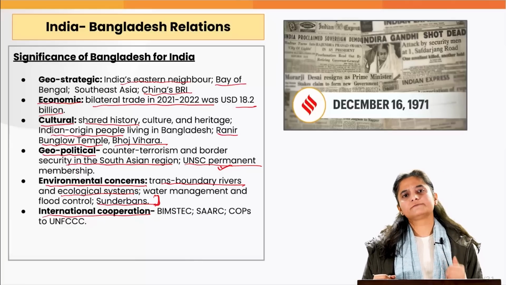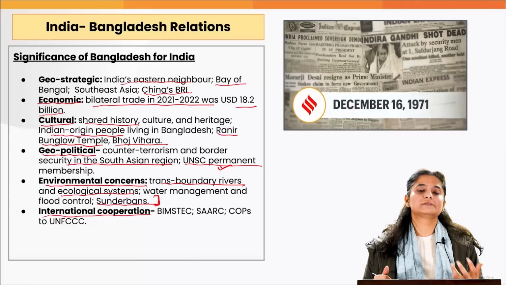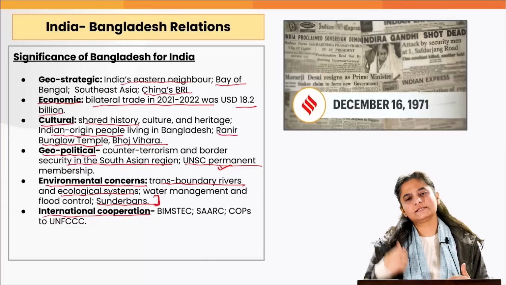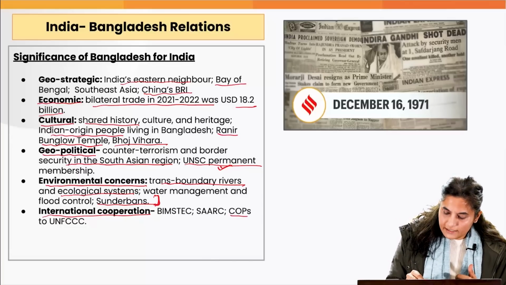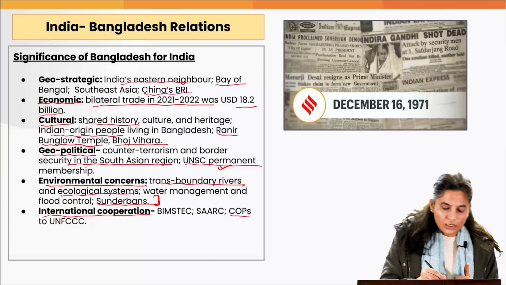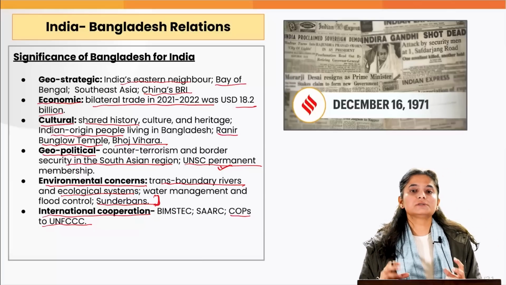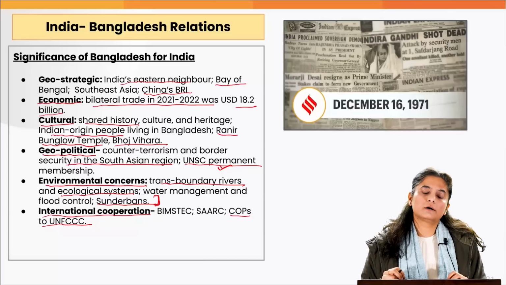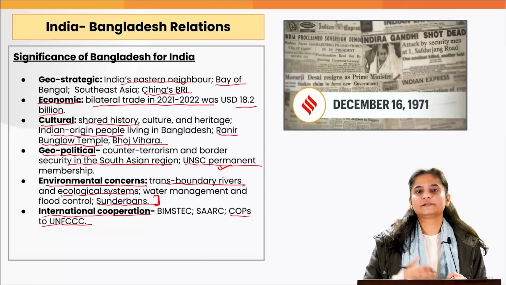Then there is an angle and the point of international cooperation. We have various forums such as SAARC. One of them is also BIMSTEC, where we are cooperating constantly. There are other organizations also. Then there are various COPs related to UNFCCC, because Bangladesh, being one of the small countries that we have, also suffers from climate change just as India is.